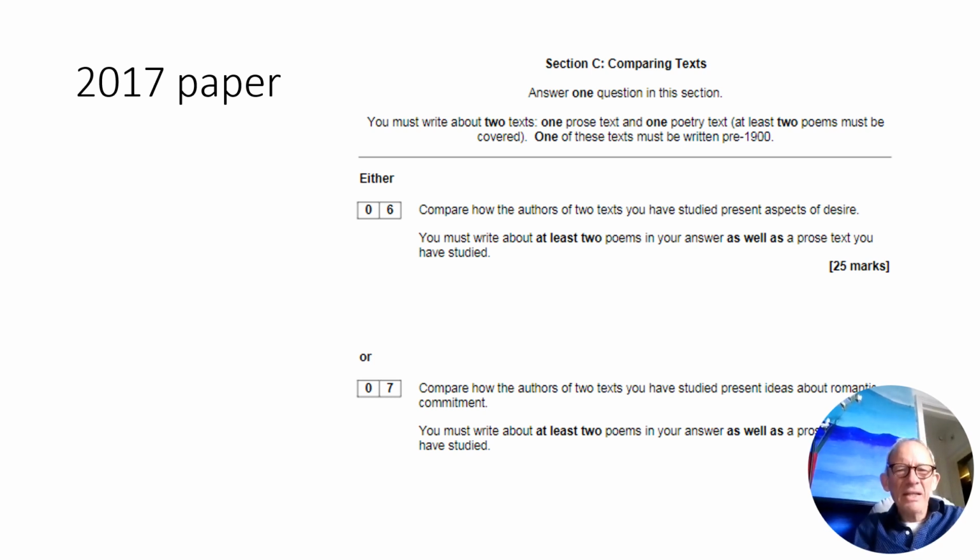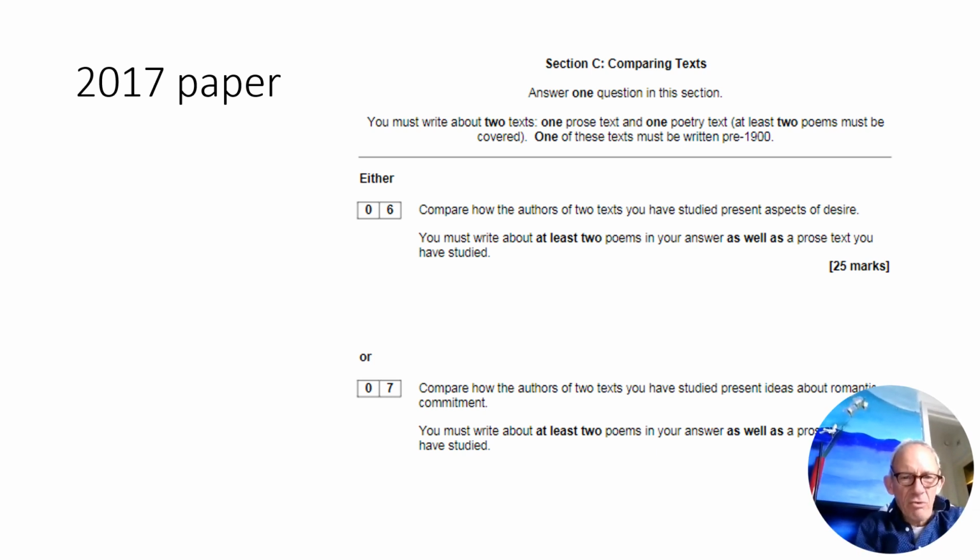The only thing you need to focus on is that specific part of the question, which in question 6 says aspects of desire. Compare how the authors of two texts you've studied present aspects of desire. Two texts means whatever written text you're studying, like The Great Gatsby or Rebecca, and the other text is the pre-1900 collection of 14 poems. So when they say two texts, they mean the pre-1900 poems and whatever fiction text you chose. In the case I'm looking at, it'll probably be The Great Gatsby and the pre-1900 poems.